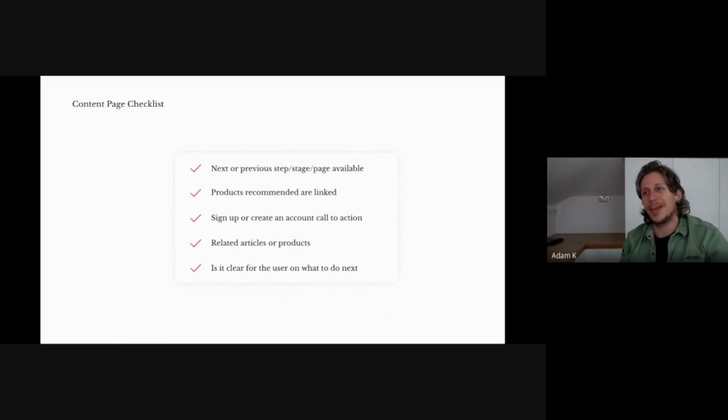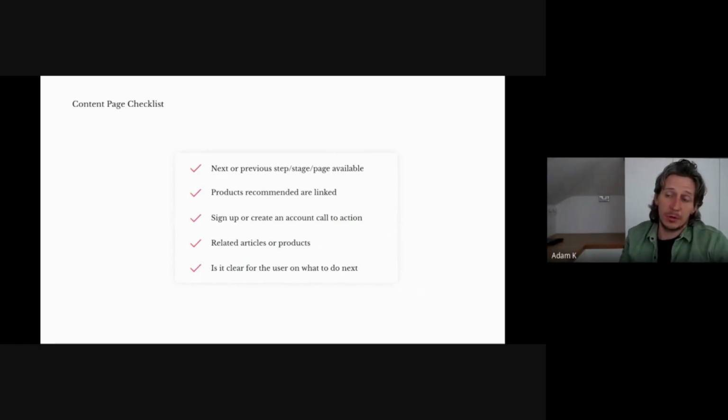So, content page checklist. We've spoken about this in some of the things Damian said. Is the next or previous step, stage or page available? Can they navigate somewhere else? Can they navigate back? If products are in the content, have we linked them? Have we got even just a basic text link in the text itself? It's far better than nothing. As I said, one of the highest landing pages this person had described products and didn't even link to them. So people weren't finding what to do next.